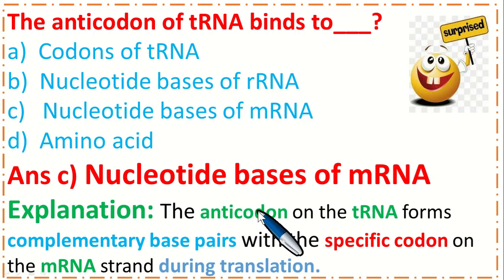The anticodon on tRNA forms complementary base pairs with the specific codon on the mRNA strand during translation.